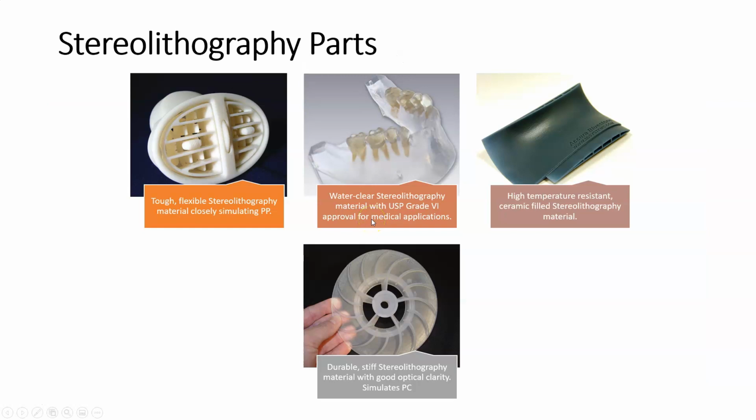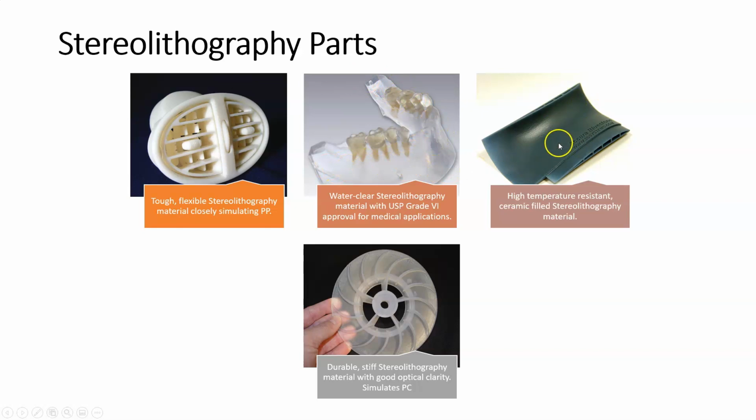So here's a couple of examples here. We have a tough, flexible material for simulating polypropylene. So you can see this looks like a part of a car, like a vent for an air conditioner. Here we have USP grade, that is medical grade, water clear stereolithography for making this jaw, this lower jaw.